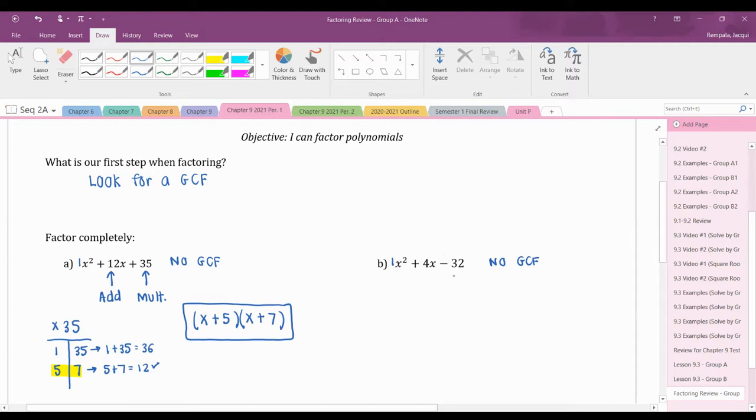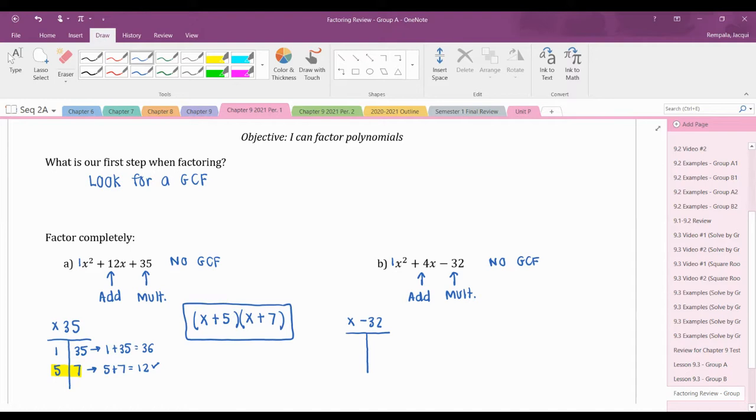And since there's a 1 in front of the x squared, we get to follow the pattern of what is going to multiply to the last number, but add to the number in the middle. So now this is where you just got to be careful. We have to keep the negative sign with the 32. So if I'm starting to think about numbers that multiply to 32, but they have to be negative, that means that one of my numbers has to be positive and one of my numbers has to be negative.